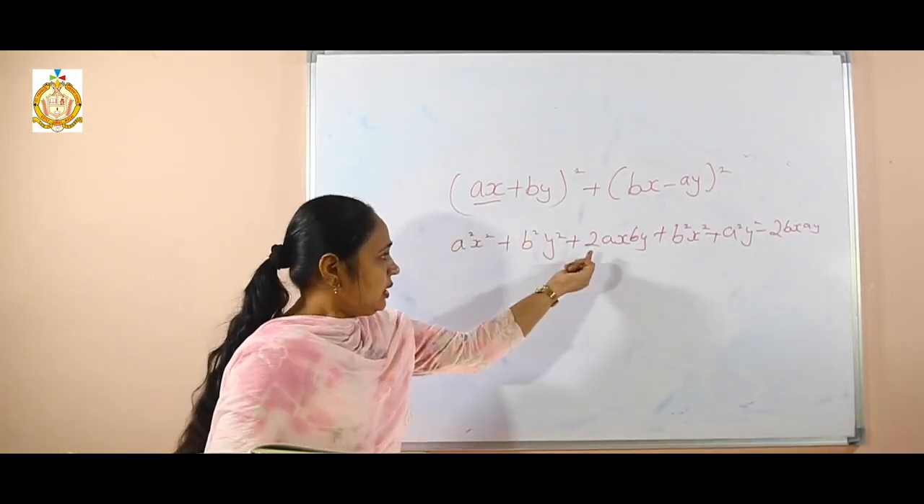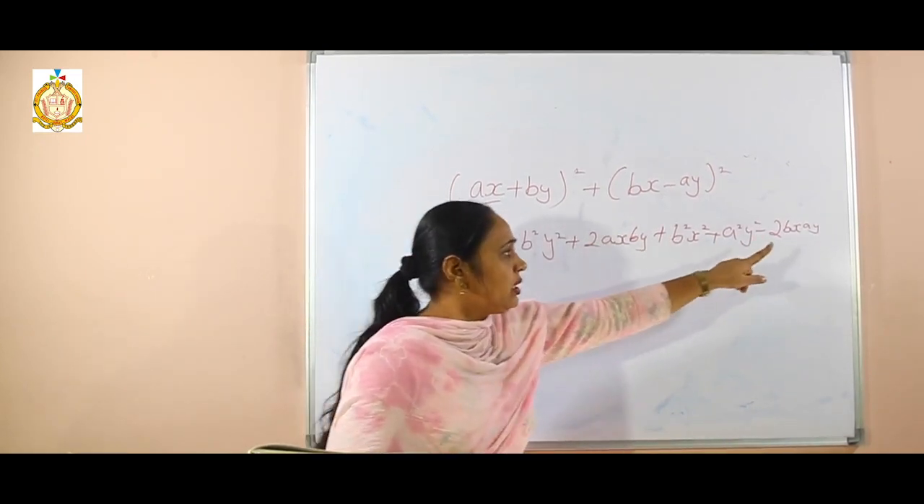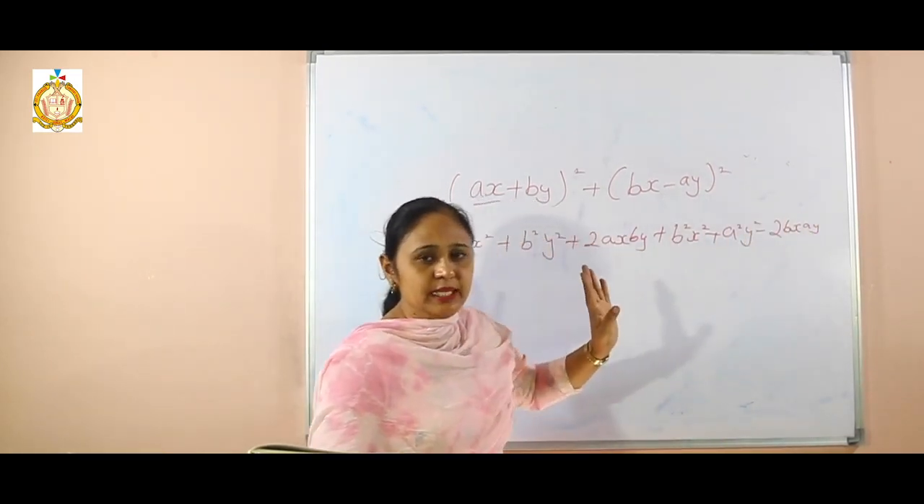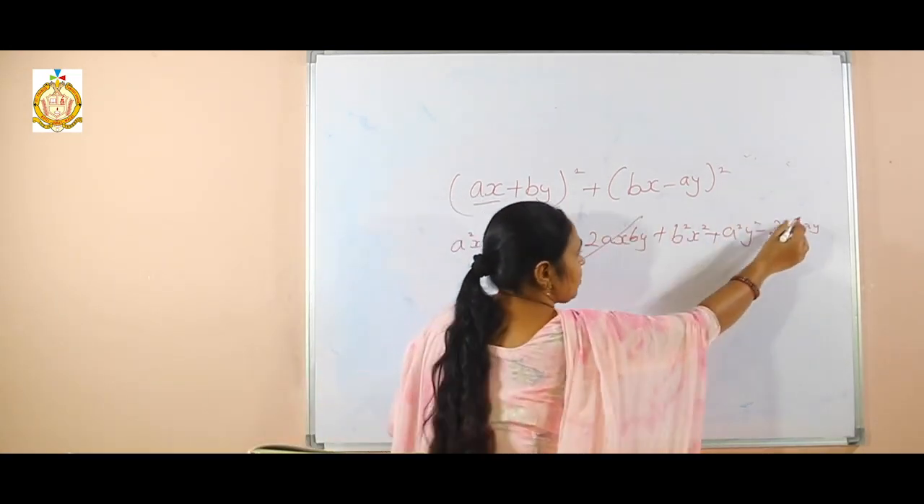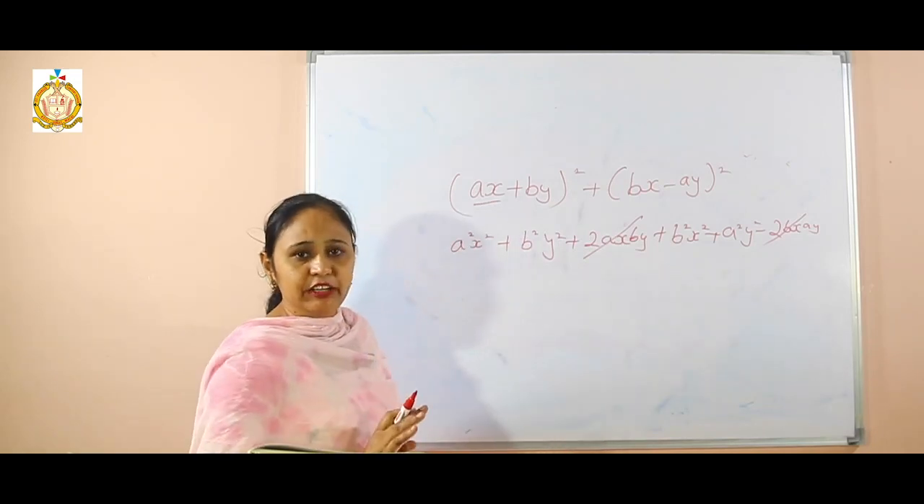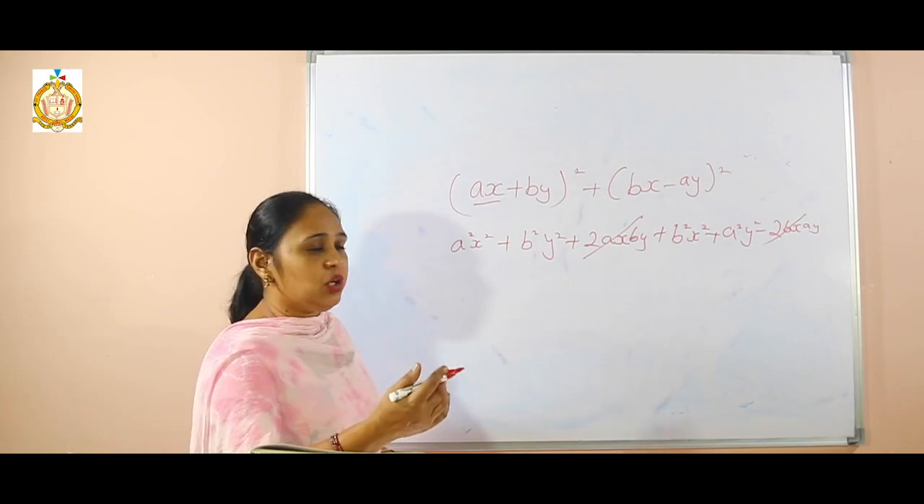You see students, a 2 is present here, ax by, here also ax by. Multiple is there. One is positive, one is negative. Now we can cancel these values. Positive, negative cancel. Now there are 4 values left. Now I have to prepare the grouping.